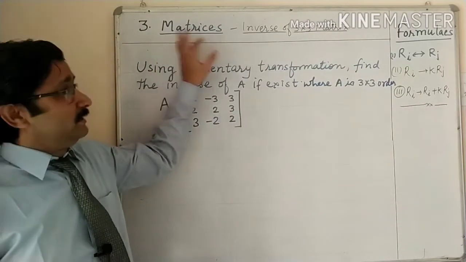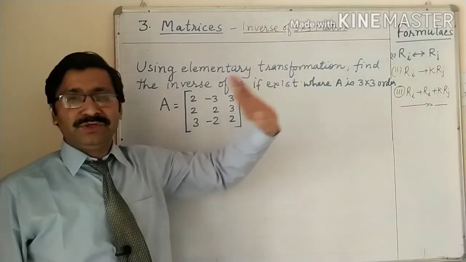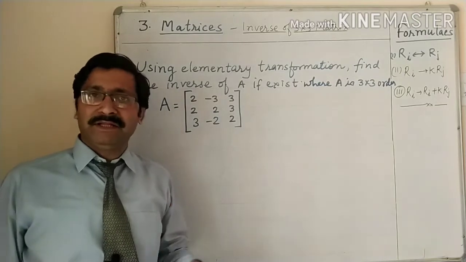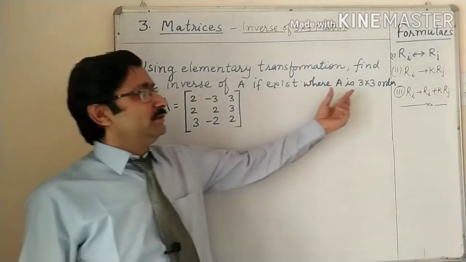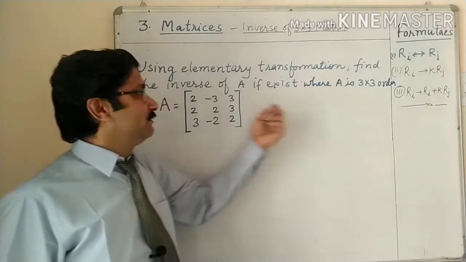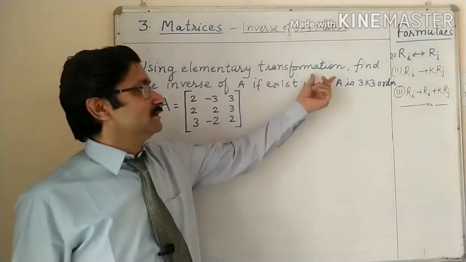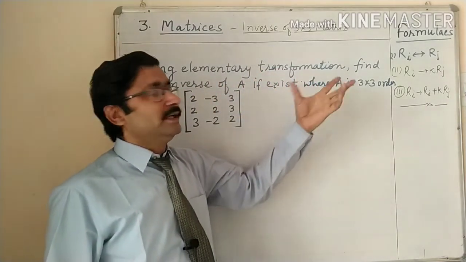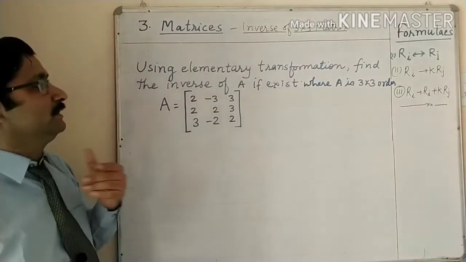Matrices we have already started. In this part, we will find the inverse of a 3 into 3 matrix. For 2 into 2 matrices, we have done both the shortcut method and the elementary method. But now we are given a 3 into 3 order matrix, and you have to find the inverse of A, if it exists, using elementary transformation, where A is of order 3 into 3.